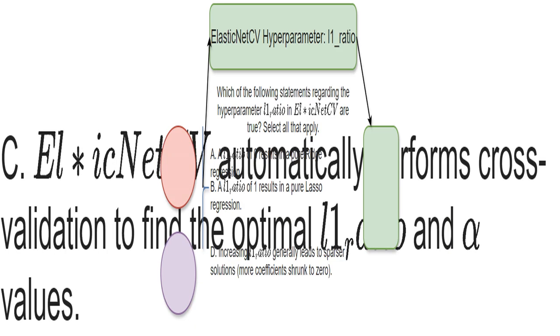ElasticNetCV is clever. It does cross-validation automatically to find the best ratio and alpha. Alpha is another hyperparameter that controls the overall amount of regularization.